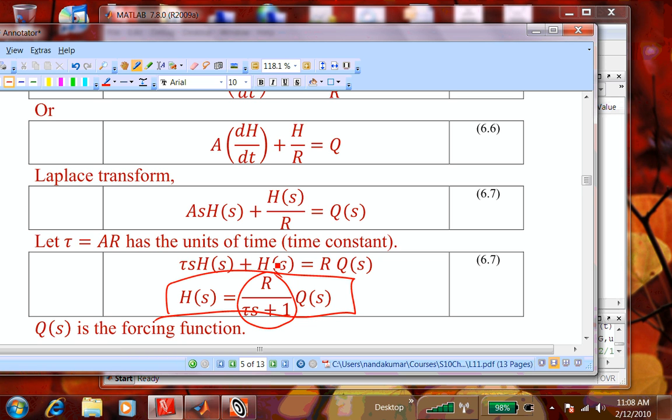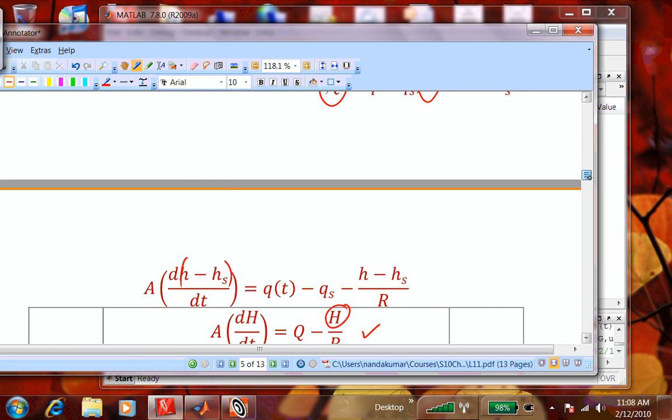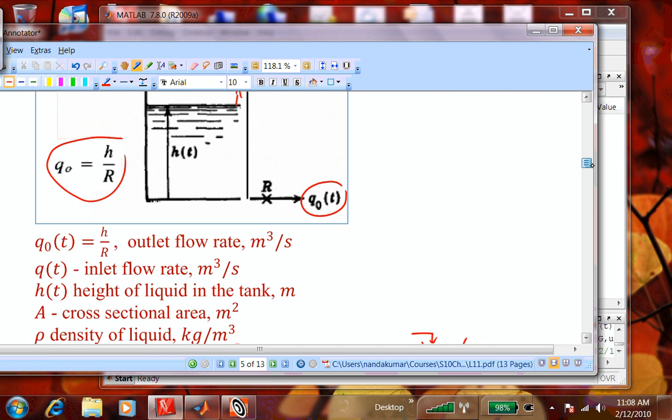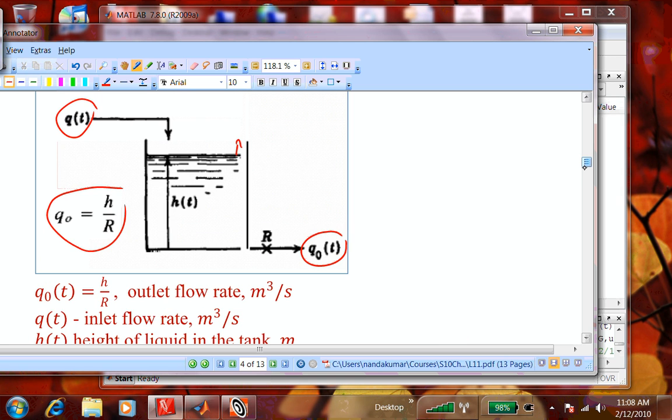Now, why would this model be not realistic? Here I'm asking you to remember something that you learned from fluid mechanics course. If you use this model to control the height of a draining tank, this model won't work well because it's not a good model.